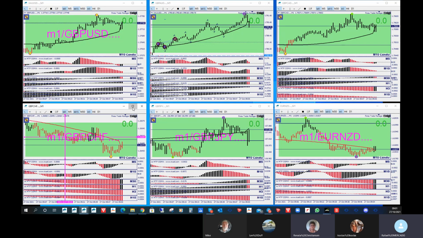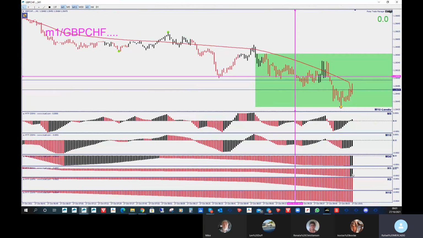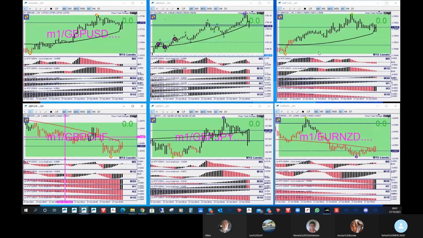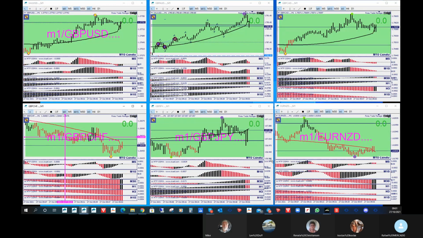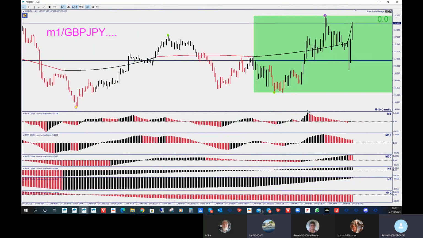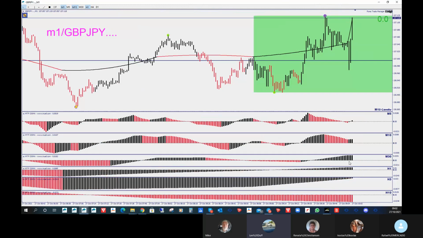Okay, it seems that Pound Swissy made its low of the session. I enter here, 6, 7 pips. Okay. Pound yen seems to have made the high of the day. It looks like pound yen kind of falls in that category.